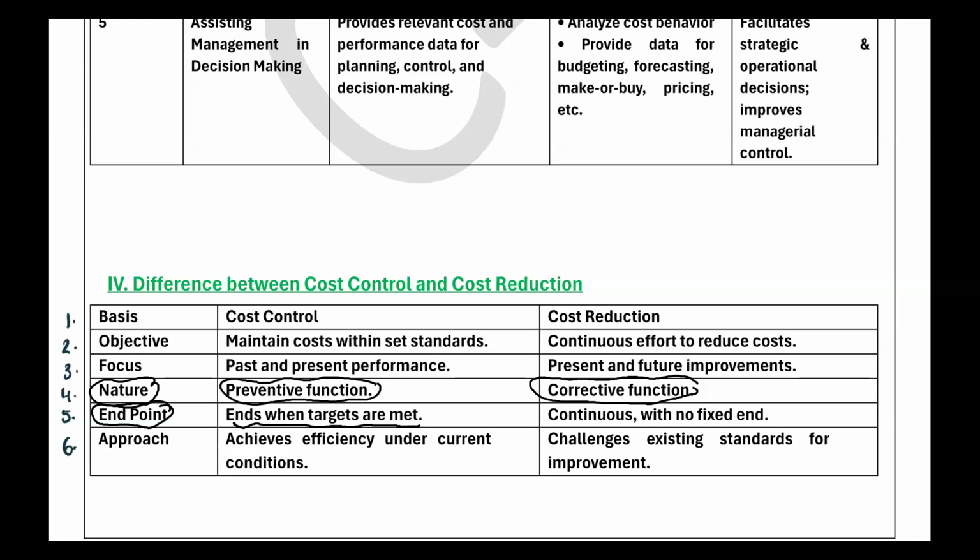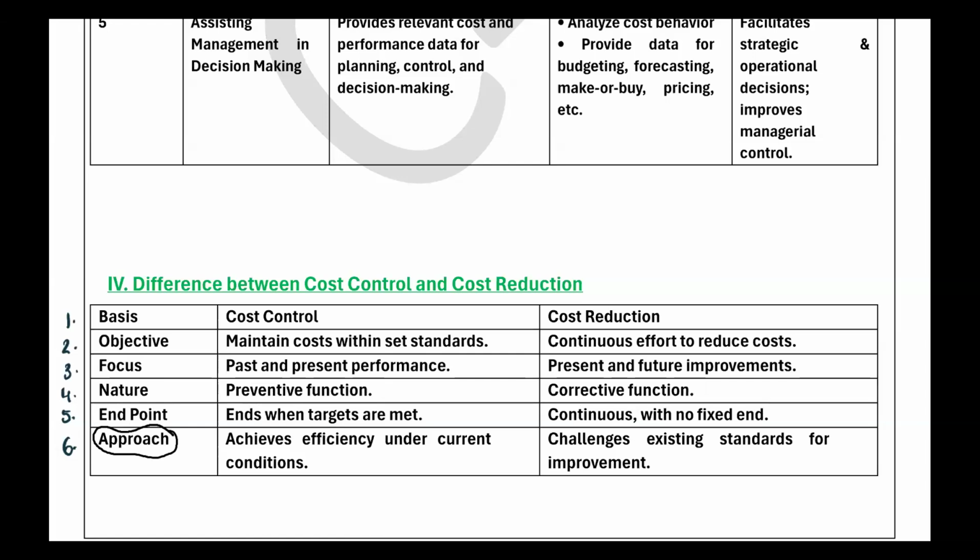End point: cost reduction ends when targets are met. When the standard cost targets have been met, they will end. But it will not end. They will always think that cost reduction is continuous with no fixed end, right? I hope it is clear. The differences are very clear to you.